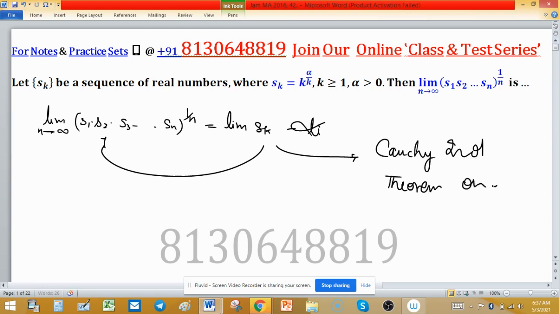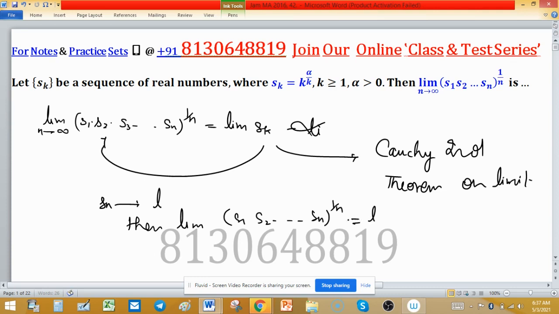We use this fact that says if Sn is a sequence of real numbers that converges to a real number L, then limit of S1, S2 and so on Sn raised to the power 1 upon n is also equal to L. So we used this Cauchy second theorem on limit.